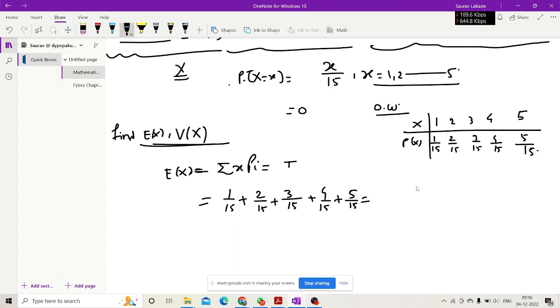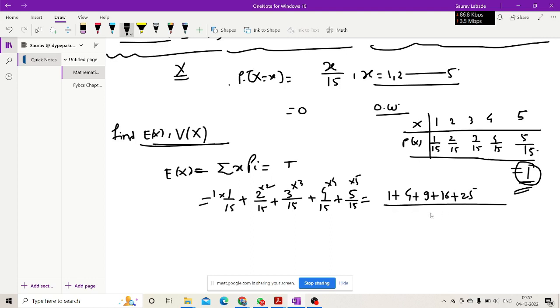What mistake have we made? Can anyone tell me? Right. The xi are not multiplied with the probabilities. We are just doing the addition of probabilities, and this is always 1. We already know the sum of the probabilities is 1. In any example, if you do the addition of this pi, it will always be 1. So we first have to multiply with this x. This will be multiplied by 1, this by 2, this by 3, this by 4, and this by 5. So this actually becomes 1 plus 4 plus 9 plus 16 plus 25 divided by 15.